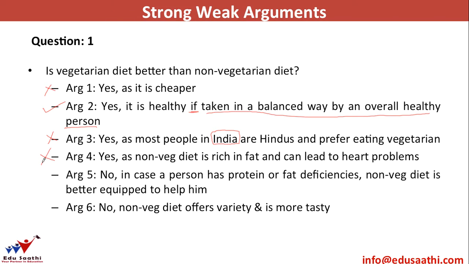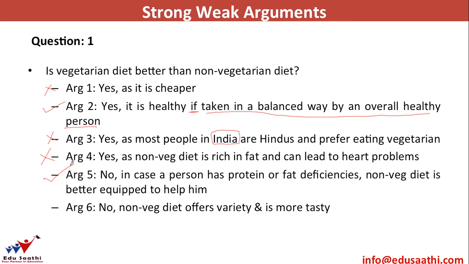The next argument says, no, in case a person has protein or fat deficiencies, non-vegetarian diet is better equipped to help him. Now, this is an established fact. Everybody knows that if some person suffers from fat deficiency, the non-vegetarian diet would help him to recover. Since this is an established fact, we treat this argument as a strong argument.